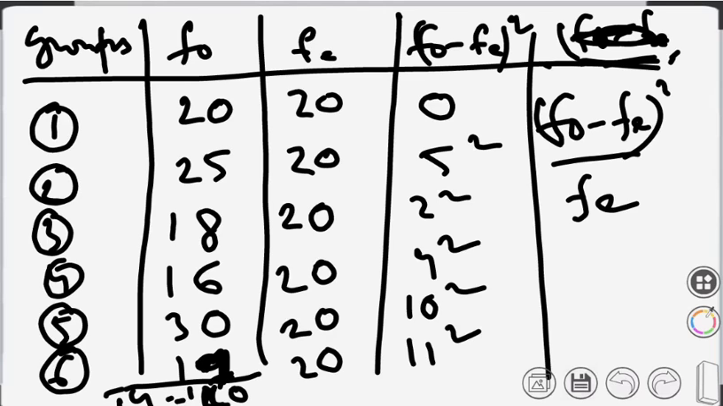And each of them will be divided by 20, isn't it? Because in each of the cases, we don't need any calculator, we can do it orally. 20 minus 20 is 0, so 0 square. 25 minus 20 is 5, so 5 square. 18 minus 20 is 2 square; if you square it, minus or plus will not make any difference. 20 minus 11 is 9 square. Fine. So FO minus FE, each of them will be divided by 20.